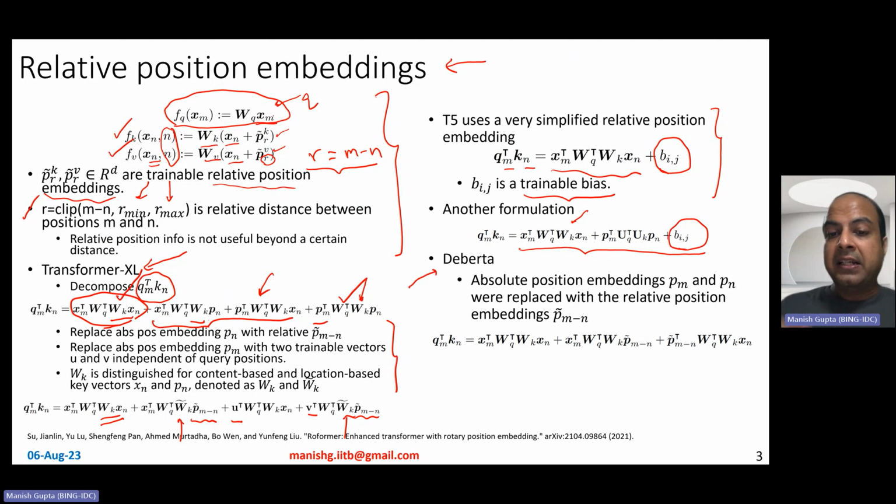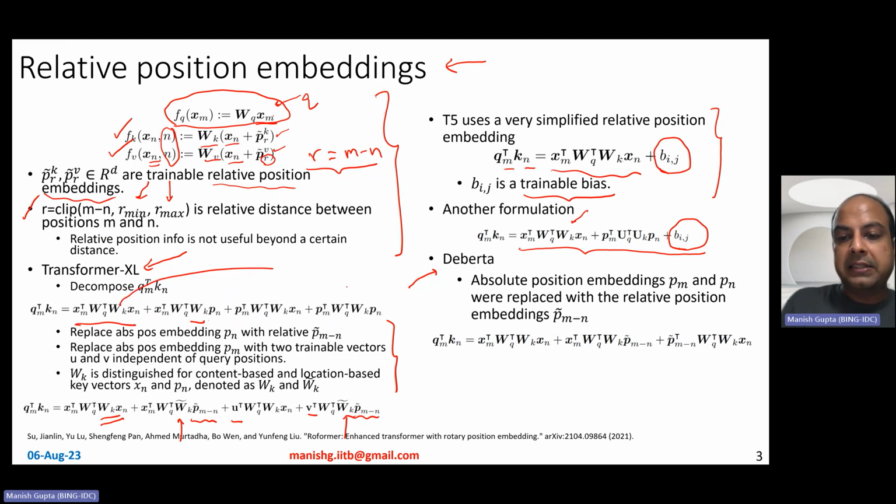Later, DeBERTa came in, and the DeBERTa model said that, out of these 4 terms in the decomposition, we will keep the first term, which is the content term. So this term is copied as it is here. In fact, it's better to think of it from this side. They kept the content term as it is. They also kept these relative position terms, or relative position embedding terms, this one and this one.